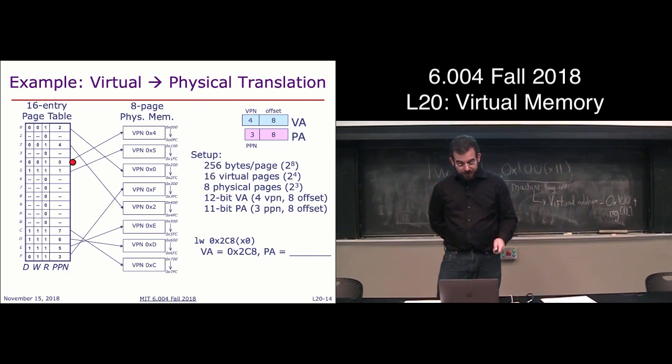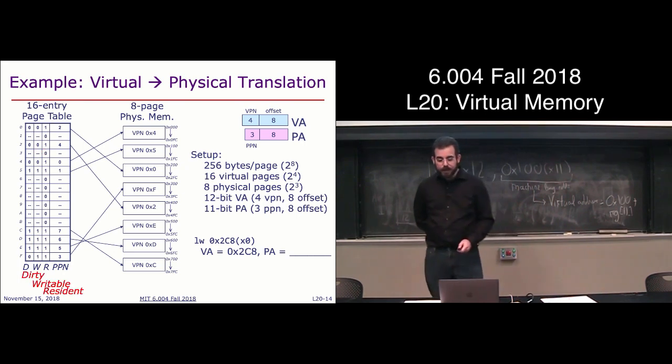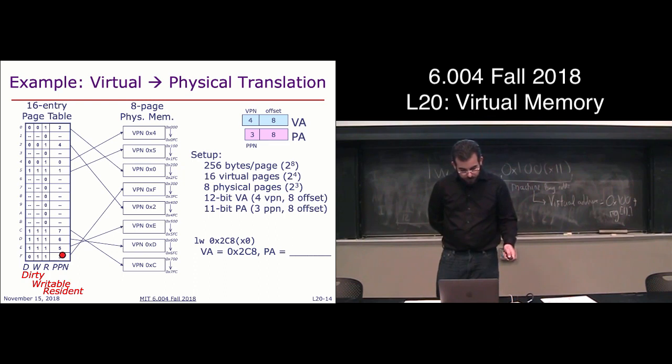So here, some entries are populated, there's 3 bits here, the dirty bit, the writable bit, and the resident bit. So D, W, R. And for whatever is resident, like this entry over here for page E, we have a pointer to a physical page number. So it's saying this virtual page number E maps to physical page number 5.